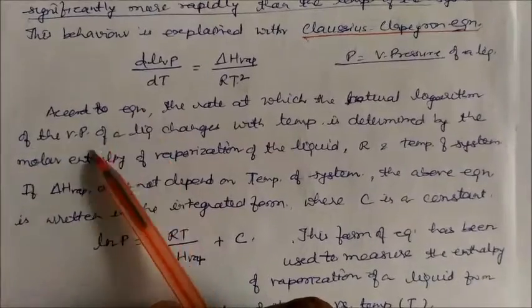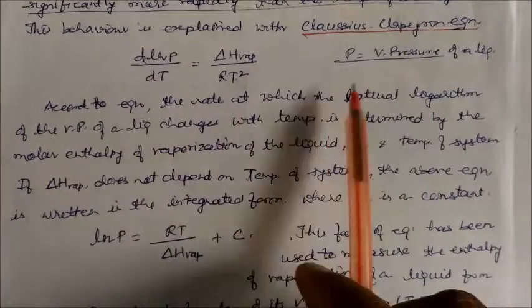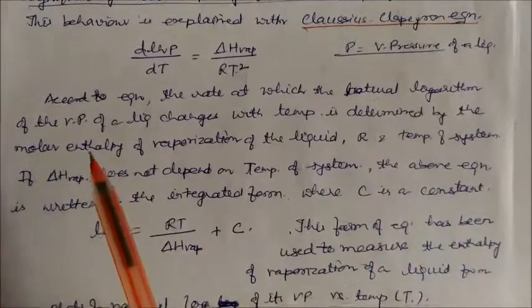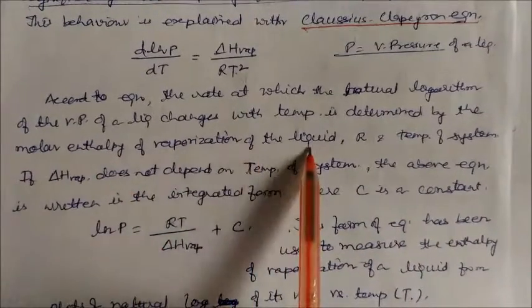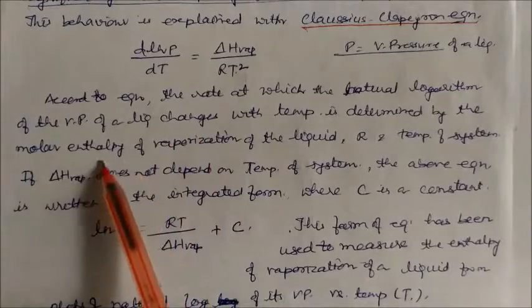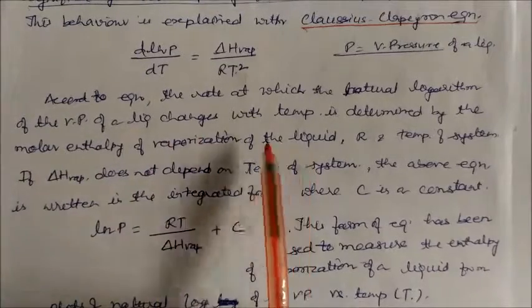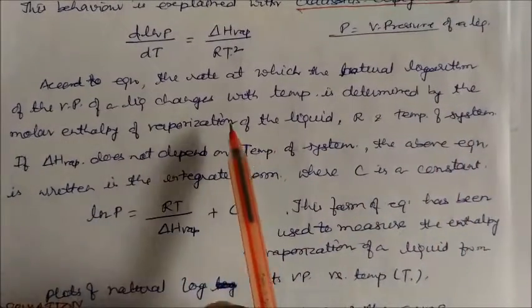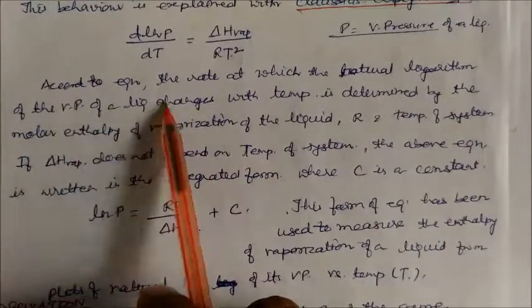According to the equation, the rate at which the natural logarithm of the vapor pressure of a liquid changes with temperature is determined by the molar enthalpy of evaporation of the liquid. So this will change when the molar enthalpy of evaporation of the liquid is changed, where R and temperature of the system are given. So when all this changes, the vapor pressure of the liquid will also change with temperature.